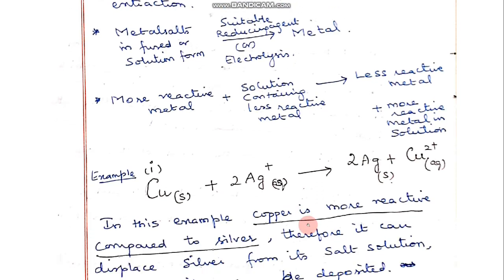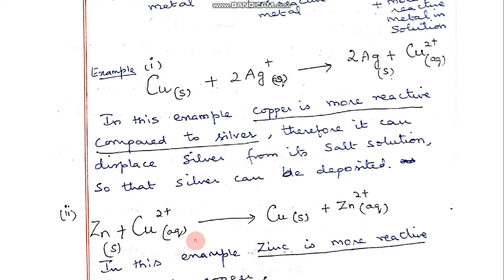One more example: if you want to obtain copper from the salt solution, cupric ions have to be converted to copper. Then we have to use a metal which is more reactive than copper. In that case, we choose zinc. As zinc is more reactive than copper, it can displace copper from its salt solution. So zinc will go into the solution as Zn2+, and the copper will be obtained in the elementary form.